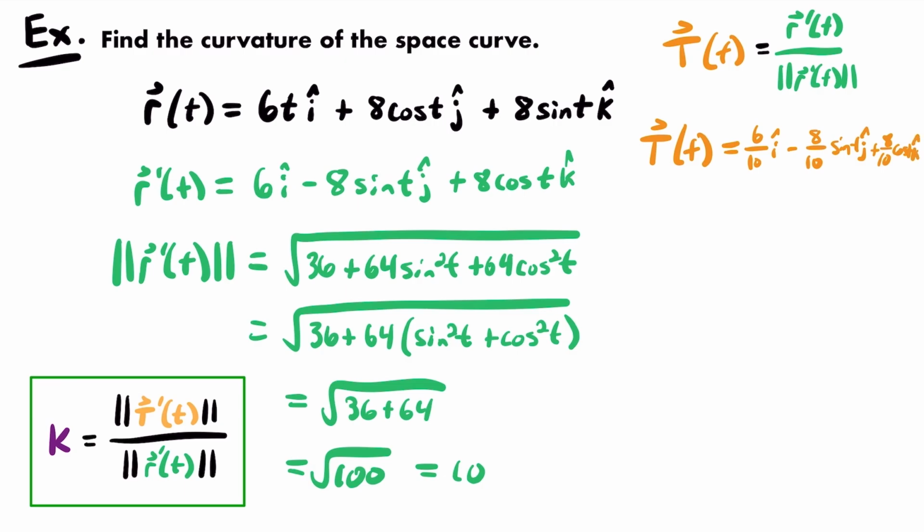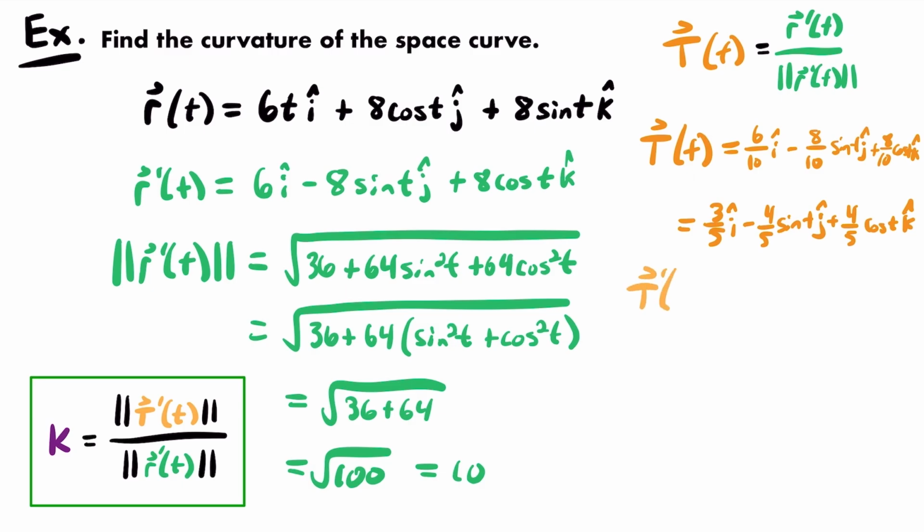All right, I had to squeeze that in there, but again, it's just this vector, but where each component is divided by 10. Now, I will simplify a little bit. 6/10 is the same as 3/5, so we have 3/5 times i, and then 8/10 is the same as 4/5, so we have negative 4/5 times sine t j plus 4/5 times cosine t times k. All right, so now it's a little bit easier to see what that vector is, but now we have to take the derivative of that unit tangent vector. So let's do that here.